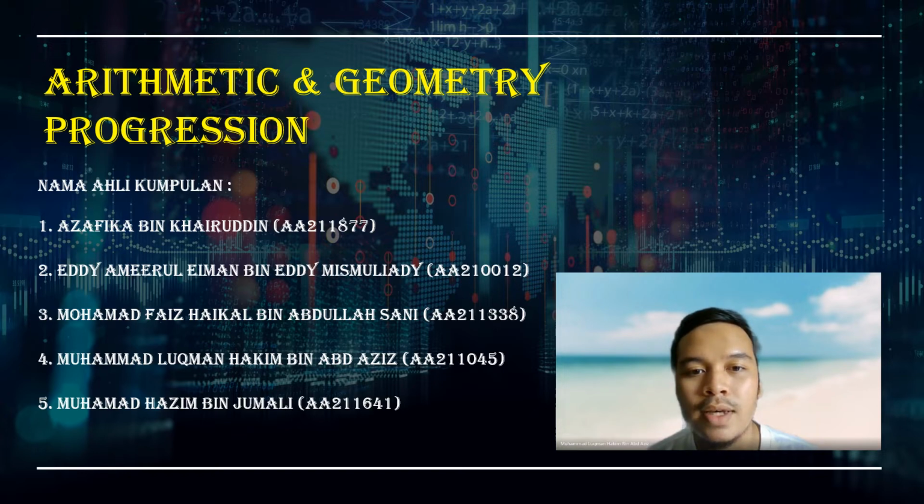First, Azafika bin Khairuddin, matrix number AA211877. Eddie Amirul Iman bin Eddie Musmulyadi, matrix number AA210012. Muhammad Faiz Haikal bin Abdullah Sani, matrix number AA211338.